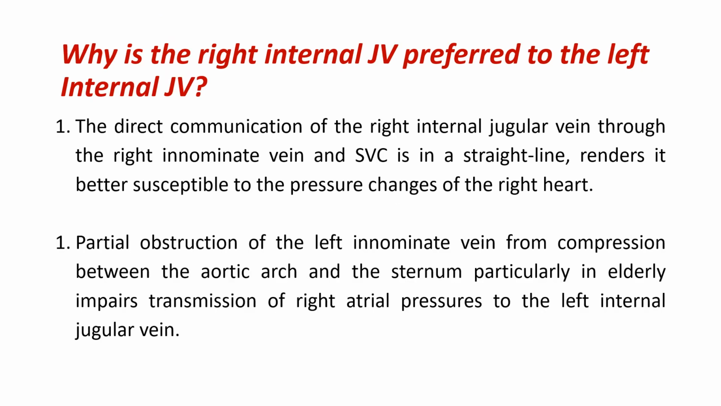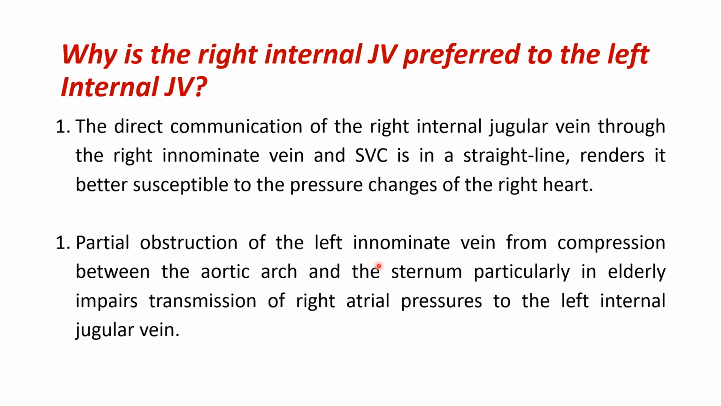Okay, so we need to see the internal jugular vein. Which one? Right or left or any? Actually, it's better to see the right internal jugular vein, not the left. Why? Because as we said, the right internal jugular vein communicates directly to the superior vena cava and the right atrium, while the left internal jugular vein passes slightly horizontally, so there are angles. It's not directly communicating with the innominate vein and the superior vena cava.